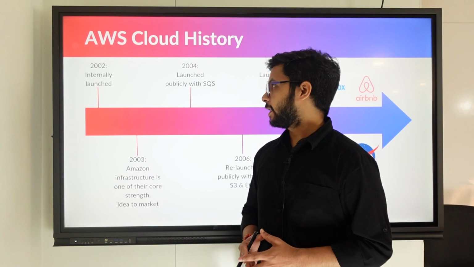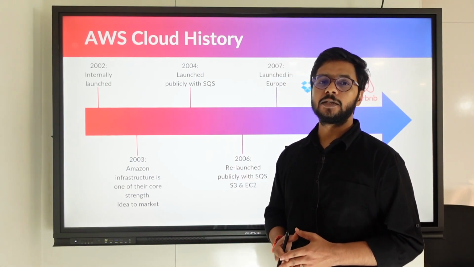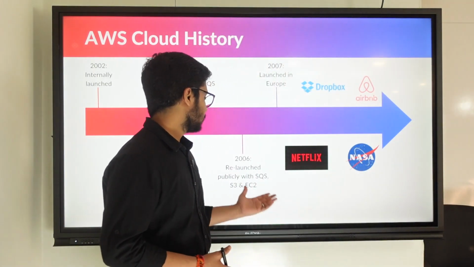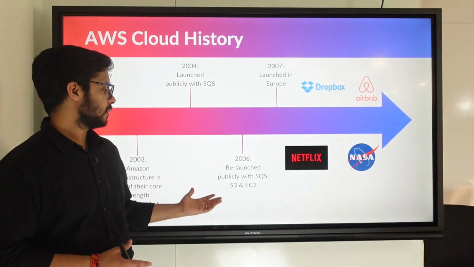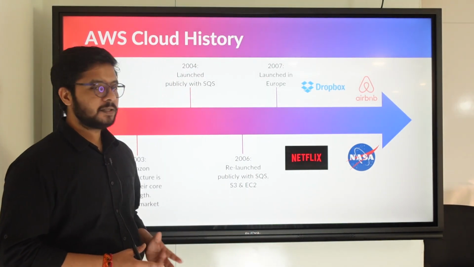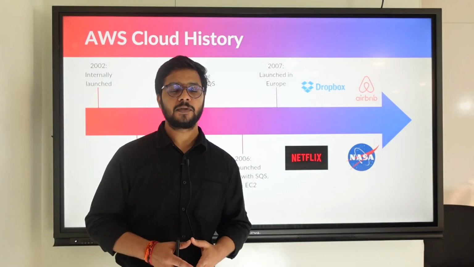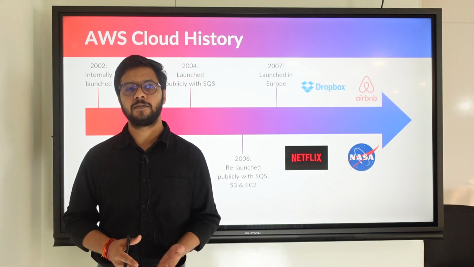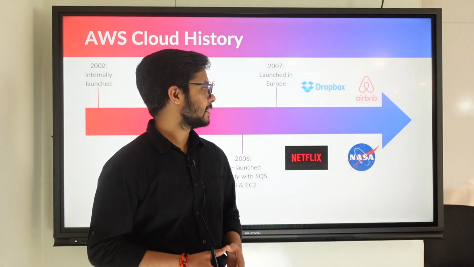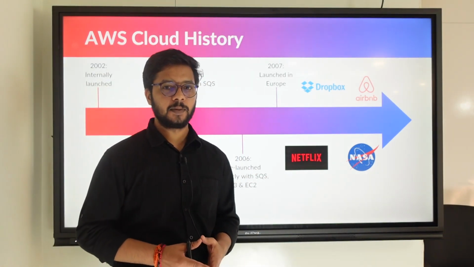In 2004, they launched it publicly with SQS. In 2006, they launched it again with SQS, S3 and EC2 instances. It soon became so popular that in 2007 it was launched in Europe, and right now it is available almost all around the world. Major companies and giants like Dropbox, Airbnb, Netflix, and NASA are using AWS.